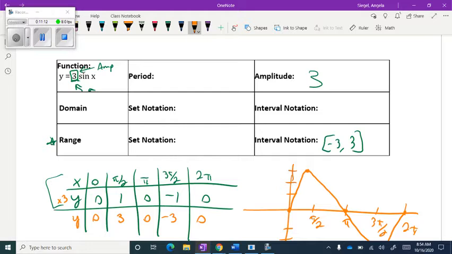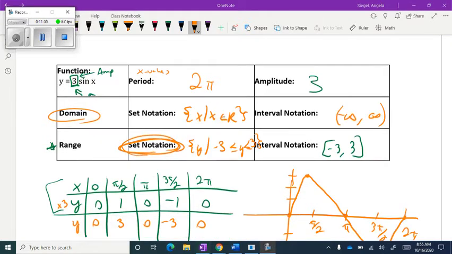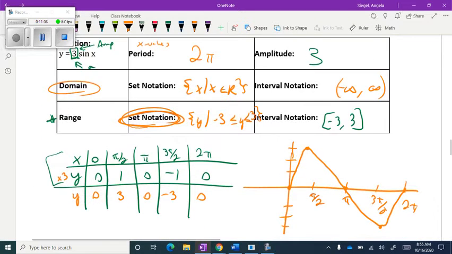So for period, start looking at your x values. When those are affected, those x values are going to change. It's still just 2 pi. Set notation for domain is the same. See if you can do set notation for range. Okay, so your values should look like this. And this is everything you need for a graph.